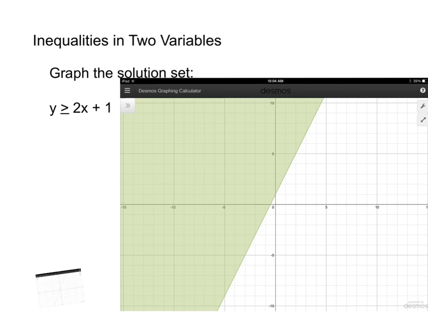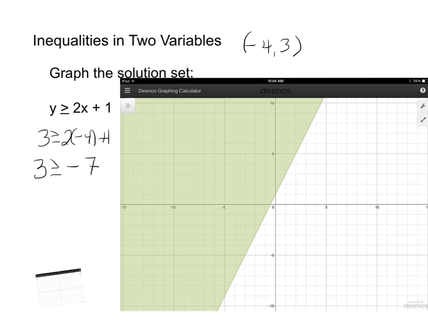Let's test it. If we're testing that point, negative 4, 3, negative 4 is the x, 3 is the y value. So 3 is greater than or equal to 2 times negative 4 plus 1. I get 3 is greater than or equal to negative 7, which is true. It should come out true if you chose a value in that shaded region. That's another way to check and see if you actually shaded the correct region. You're using a calculator, so you should be shading the right region, but that's a way to check just by choosing a point.